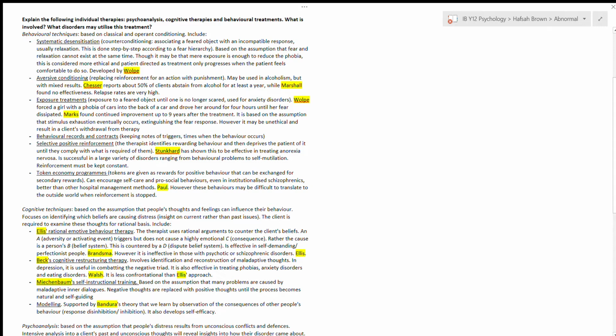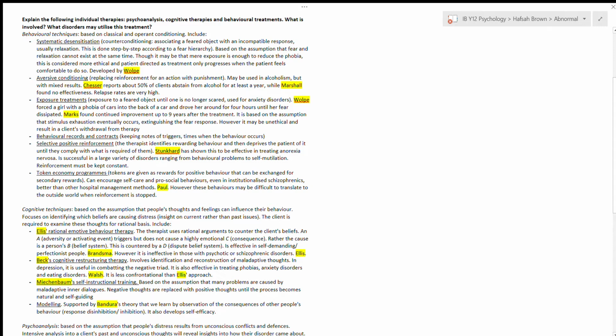to a fear hierarchy. So what that means is that a person comes in with a fear or a phobia, and instead of just confronting them with the feared object straight away, they build up to it. So maybe first they get them to read the word on a page or see a picture of it, and step by step they build up, and they don't progress to the next stage until the person feels relaxed doing the previous stage. So this is based on the assumption, again keyword, that fear and relaxation cannot exist at the same time.